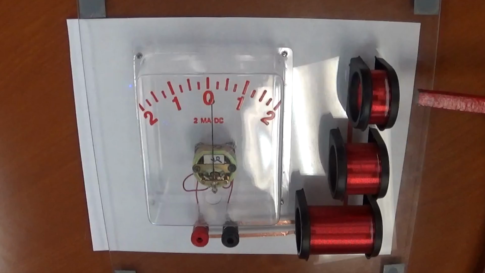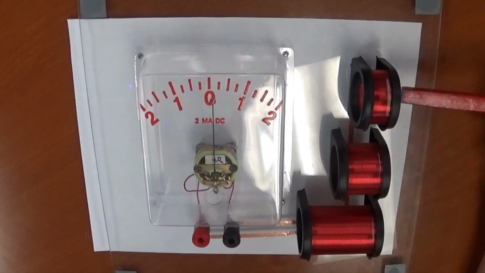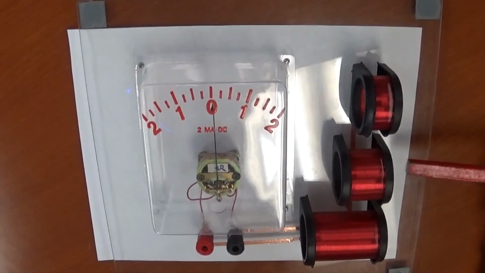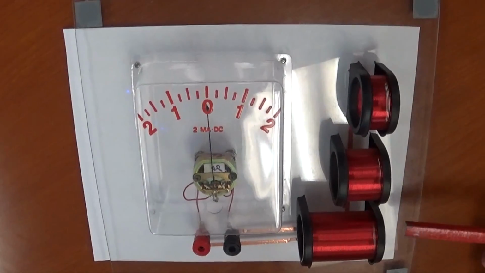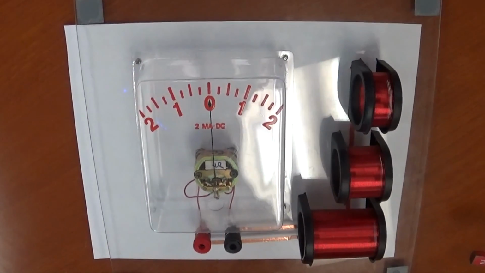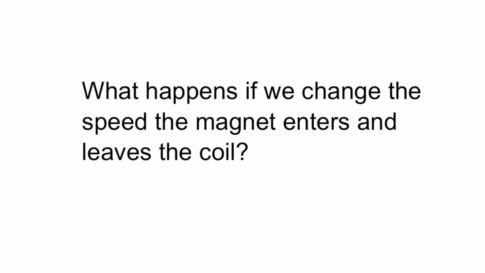The materials necessary for this experiment are 1 ammeter, 3 sets of coils, and a magnet. Let's begin our experiment. Keep an eye on the ammeter as the experiment goes on. Now let's see what happens if we change the speed the magnet enters and leaves the coil.